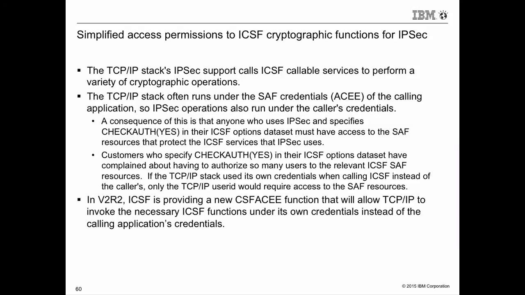In 2.2, ICSF has helped us out with this situation by providing a new function that allows us to invoke those ICSF functions that we use under the TCPIP stack's credentials instead of the calling application's. So now, instead of having the number of applications times however many resources, you only have to specify the number of resources, not times the number of applications. So it's a big simplification in the amount of definition involved. If you've already done that definition, you don't have to go off and change it right away. You can keep it the way it is, but in the future, if you see your use of IPsec expanding, this could be a big benefit.